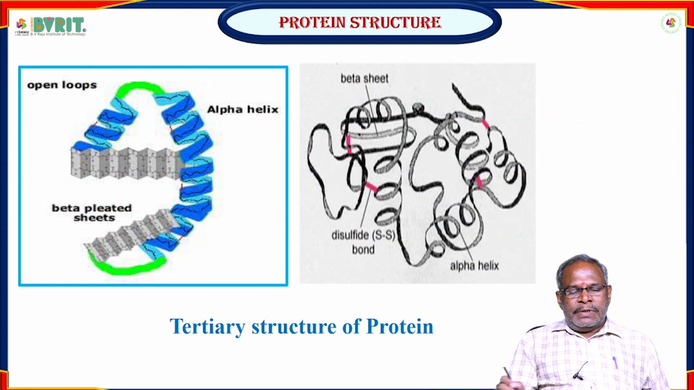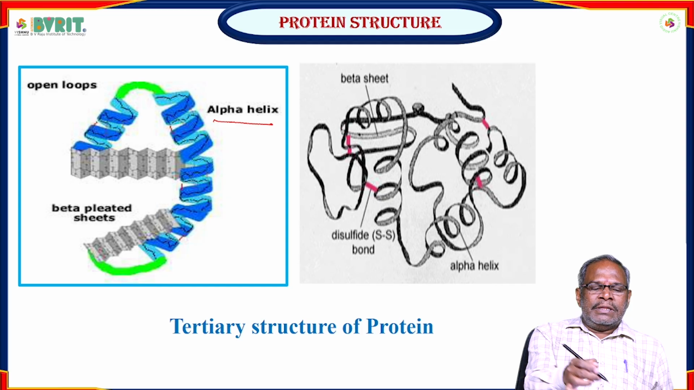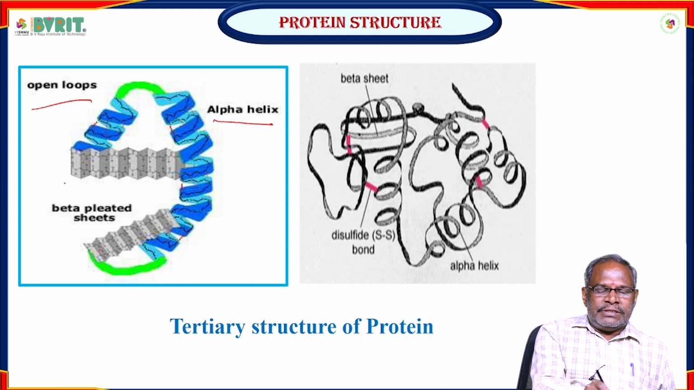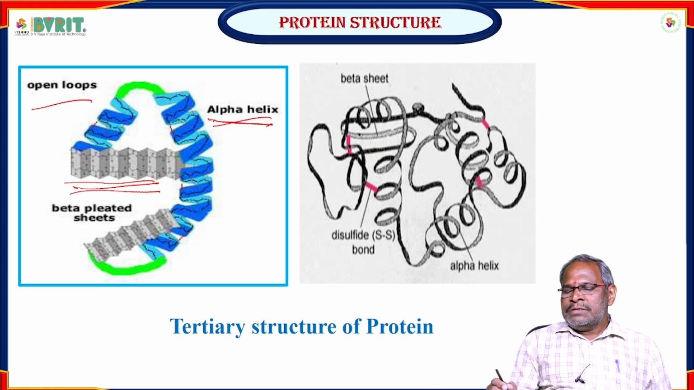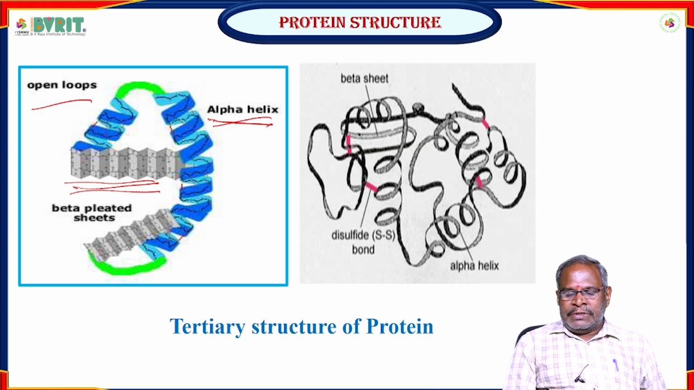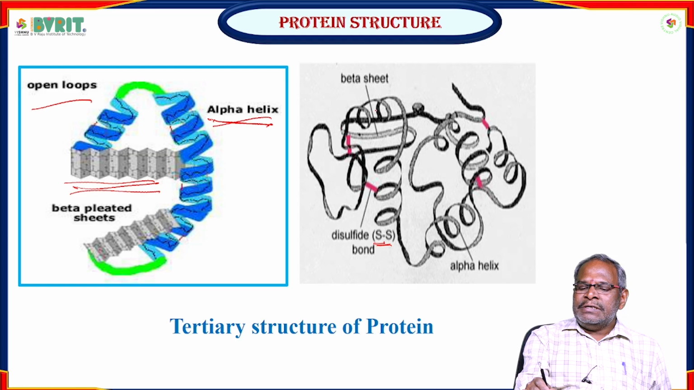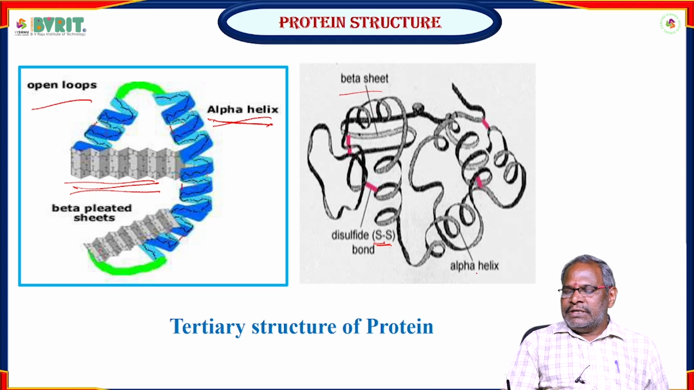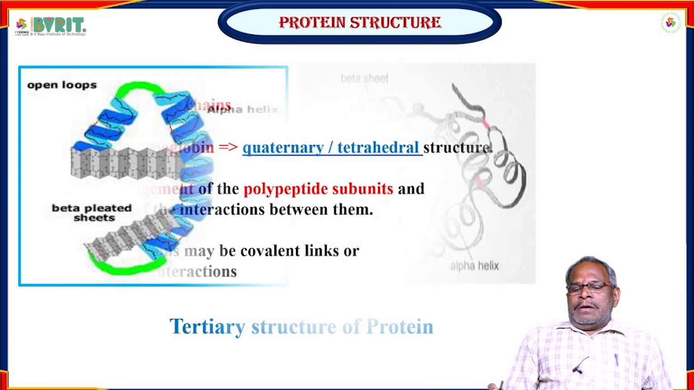Now observe this one: this is the open loop structure, the alpha helix structure. The open loop form. This is the beta pleated arrangement, the beta pleated sheets. The folded structure is called the alpha helix. This is the complete tertiary structure, and this is a connecting link between one amino acid and another, the disulfide bond. This is the beta pleated sheet. The folding structure is called the alpha helix structure of the protein molecule.